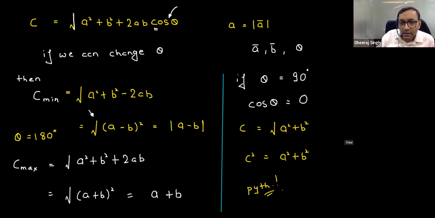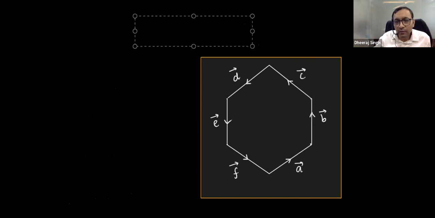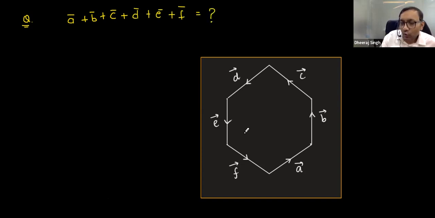All right. So this is about how you add two vectors geometrically. Fine. So all of you try solving this numerical. I want to find out what is A plus B plus C plus D plus E plus F. What is this equal to? Just a quick numerical here. Try to find out.